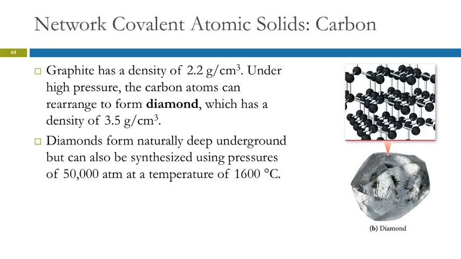So diamonds form naturally underground. They can also be synthesized. It takes pressures of about 50,000 atmospheres and very high temperatures like 1,600 degrees Celsius. So changing carbon in the form of graphite into a diamond is not a simple matter, but it can be done.